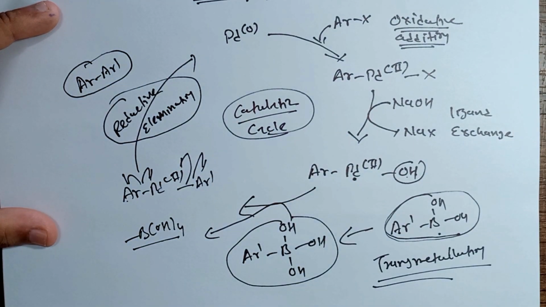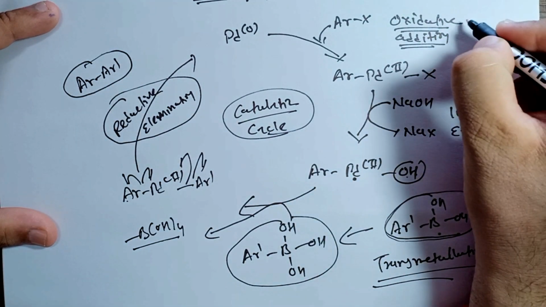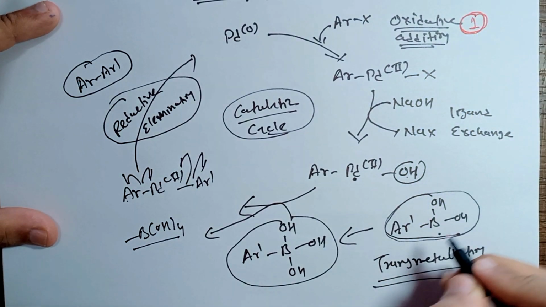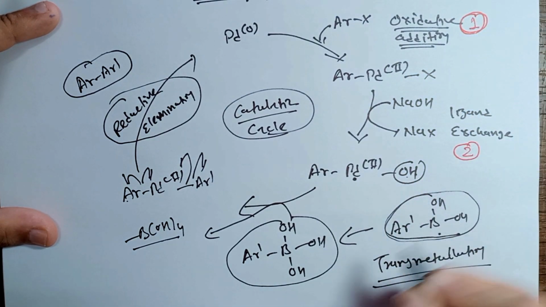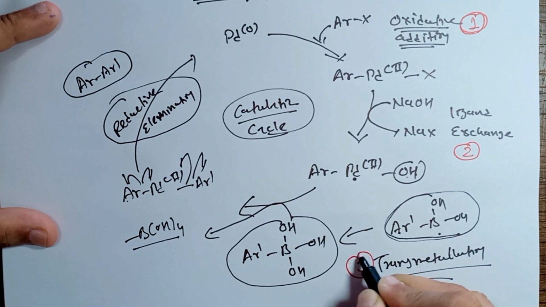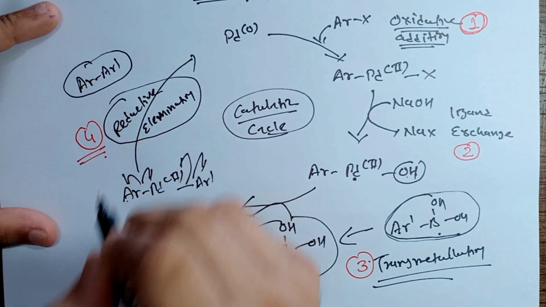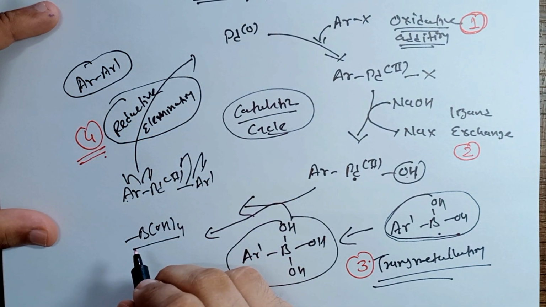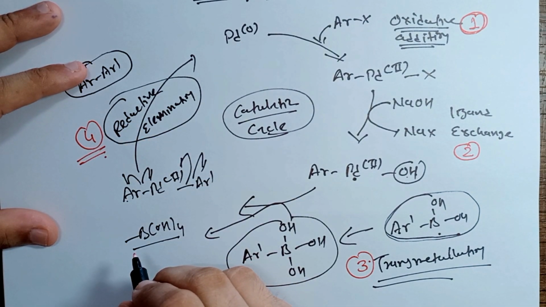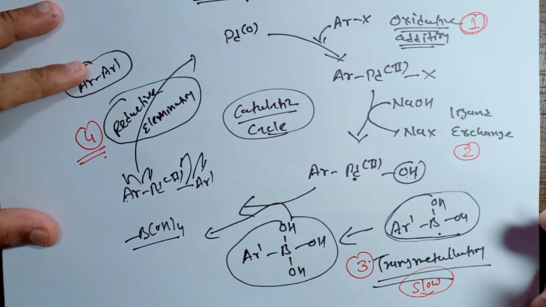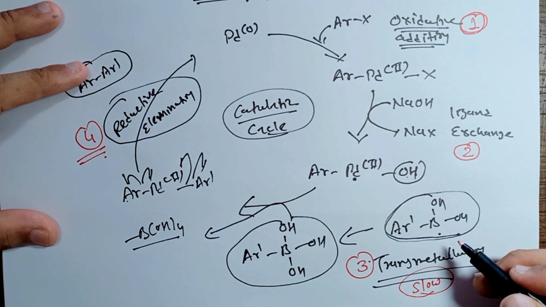Now you have to remember these important steps in the Suzuki reaction. First one is oxidative addition, second is ligand exchange, third is transmetallation, and fourth is reductive elimination. So this is our Suzuki reaction. One more thing you have to remember: the transmetallation step is a very slow step. It is not a very reactive or fast step, it is a very slow step.